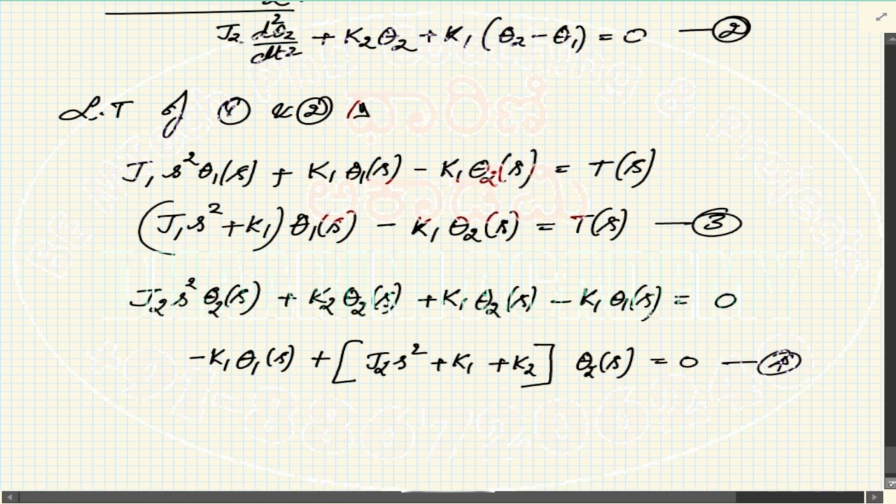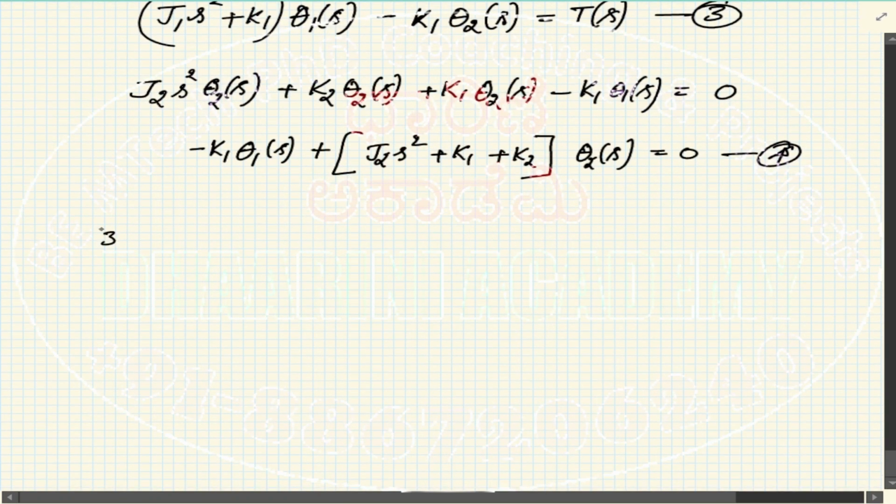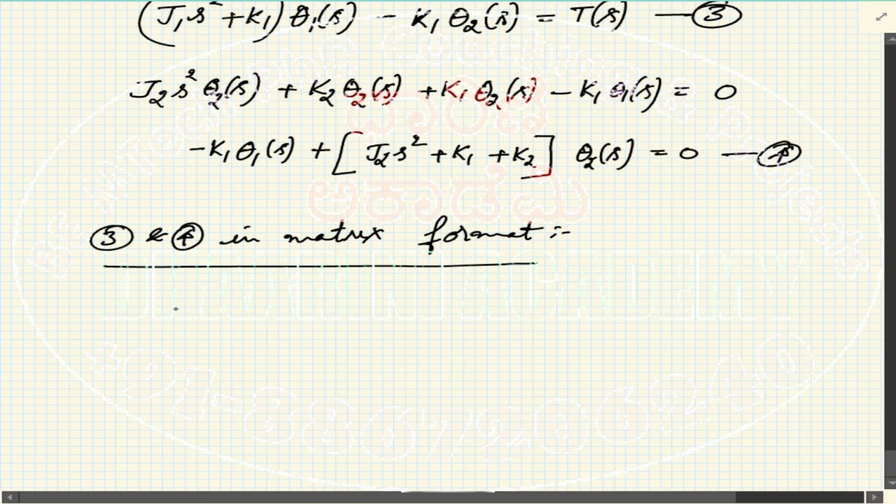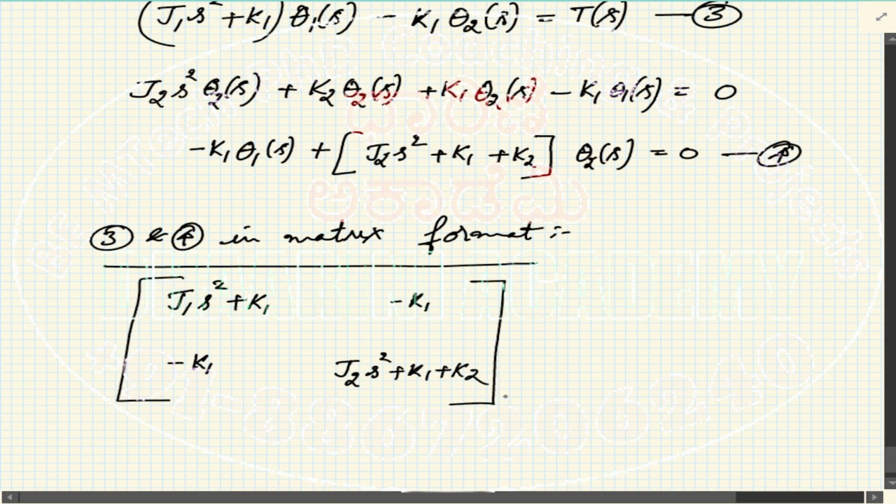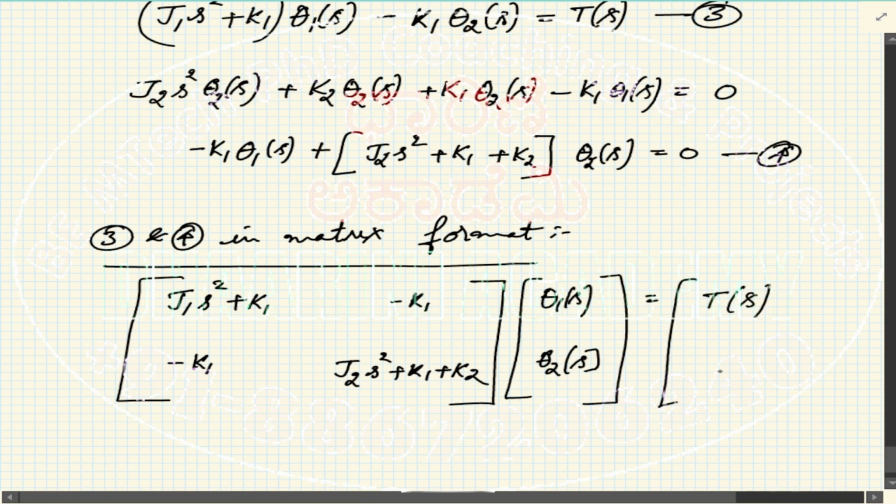Now we can directly convert equation 3 and 4 into matrix format. So that means J1 s squared plus K1, and this is minus K1. We have minus K1. This is J2 s squared plus K1 plus K2. Multiply this with theta 1 of s and theta 2 of s, be equal to the first T of s, and 0.